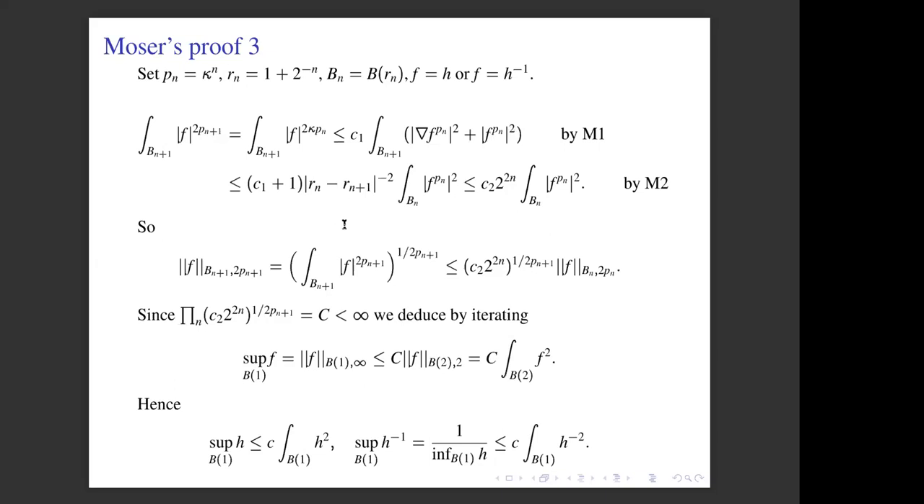Then we use the lemma M2 to get rid of this gradient, using here the fact that the function is harmonic. And so we get some constant, r_n minus r_{n+1} to the minus 2, times the integral of f to the p_n squared. r_n minus r_{n+1} is about 2 to the minus n, so we get a 2 to the 2n here, and then we have the integral over B_n of f to the p_n squared.